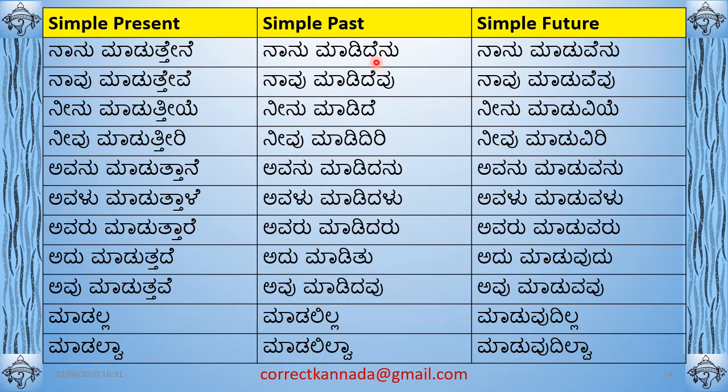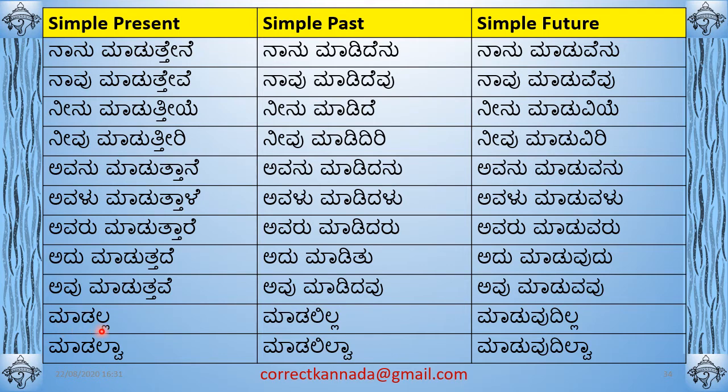So ಮಾಡುತ್ತೇನೆ, ಮಾಡಿದೆನು, ಮಾಡುವೆನು, ಮಾಡುತ್ತೇವೆ, ಮಾಡಿದೆವು, ಮಾಡುವೆವು. ನೀನು ಮಾಡುತ್ತೀಯ, ನೀನು ಮಾಡಿದೆ, ನೀನು ಮಾಡುವಿಯೇ. ನೀವು ಮಾಡುತ್ತೀರಿ, ನೀವು ಮಾಡಿದಿರಿ, ನೀವು ಮಾಡುವಿರಿ. ಅವನು ಮಾಡುತ್ತಾನೆ, ಅವನು ಮಾಡಿದನು, ಅವನು ಮಾಡುವನು. ಅವಳು ಮಾಡುತ್ತಾಳೆ, ಅವಳು ಮಾಡಿದಳು, ಅವಳು ಮಾಡುವಳು. ಅವರು ಮಾಡುತ್ತಾರೆ, ಅವರು ಮಾಡಿದರು, ಅವರು ಮಾಡುವರು. ಅದು ಮಾಡುತ್ತದೆ, ಅದು ಮಾಡಿತು, ಅದು ಮಾಡುವುದು. ಅವು ಮಾಡುತ್ತವೆ, ಅವು ಮಾಡಿದವು, ಅವು ಮಾಡುವವು.